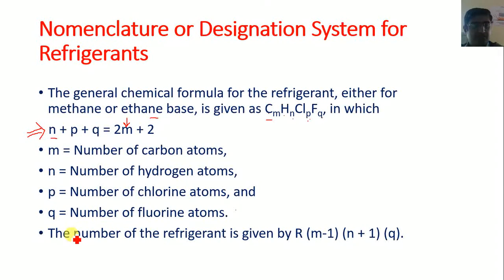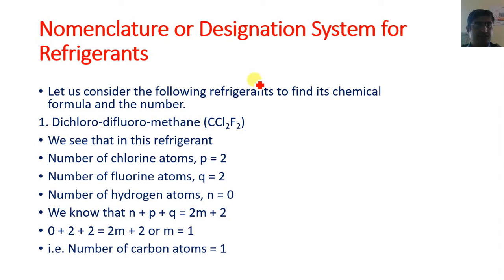Now the number of the refrigerant is given by R into (m minus 1)(n plus 1)(q). So here you can see the number of the refrigerant is given by this standard equation, R (m minus 1)(n plus 1)(q). Here are some examples. Here is the first example.